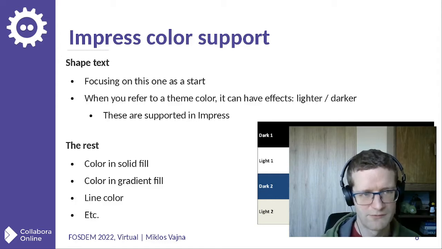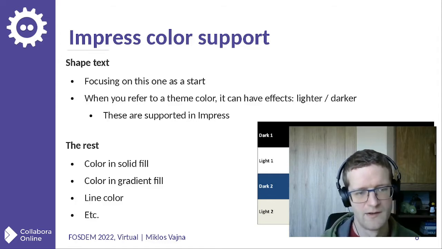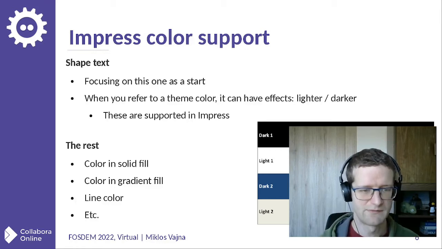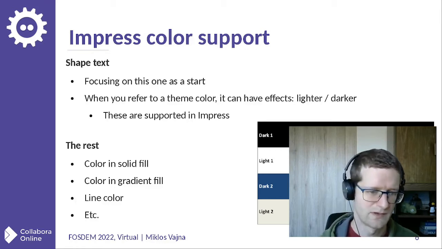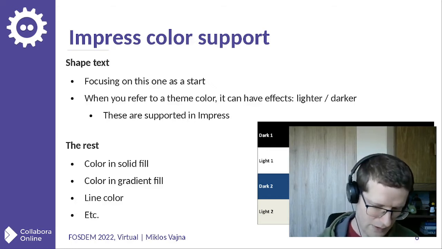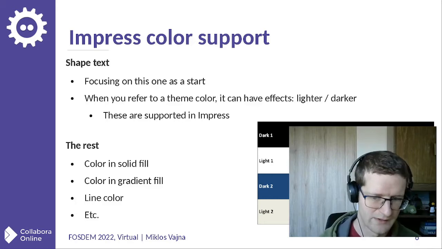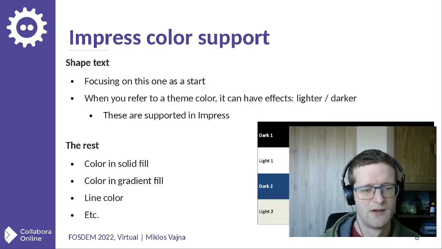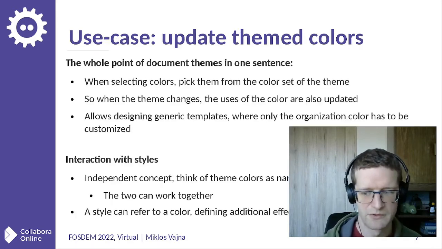So we are focusing on shape text as a start. You could do the same for shape fill, like solid fill, or gradient fill, or line color, like the outline of shapes typically have a line, and those can have some color, and so on and so on. I'm sure there are a few more contexts.